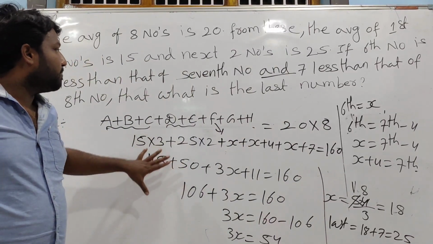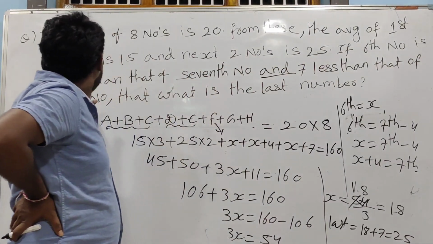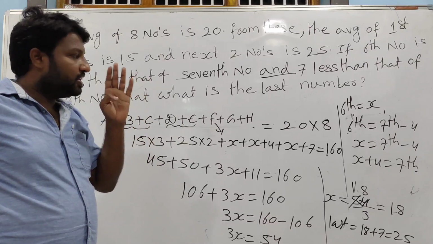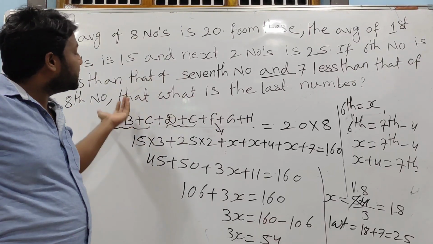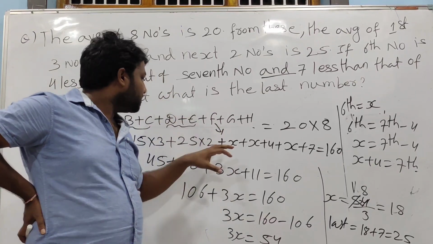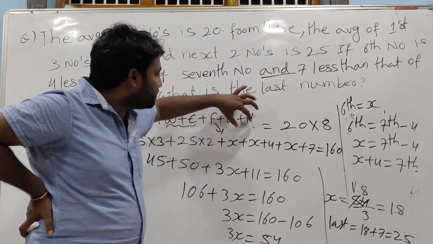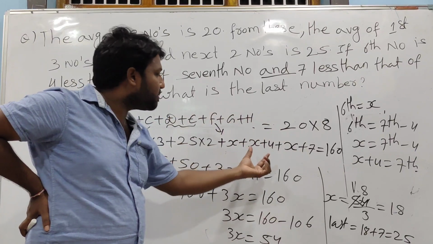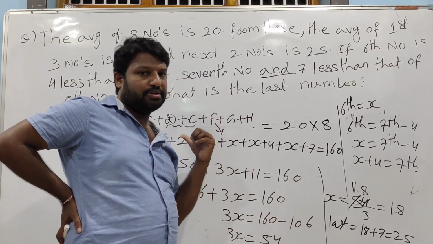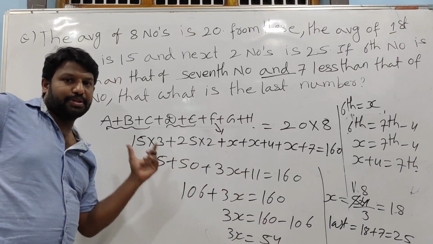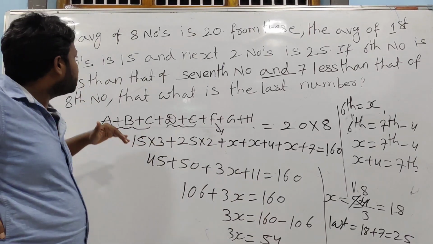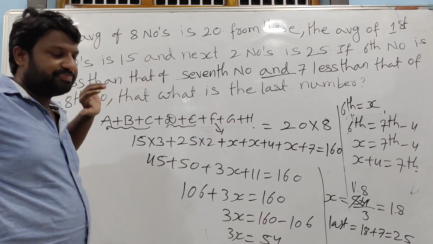Okay, so this is important. If the sixth number is 4 less than the seventh number, if one number is less than the other number, then the other number will be 4 greater than the first number. I am taking the sixth number as x. If this is 4 less than the seventh number, then the seventh number will be 4 greater than the sixth number. That you should understand. This is the basic method to solve this problem. I will also teach you how to do this problem directly.